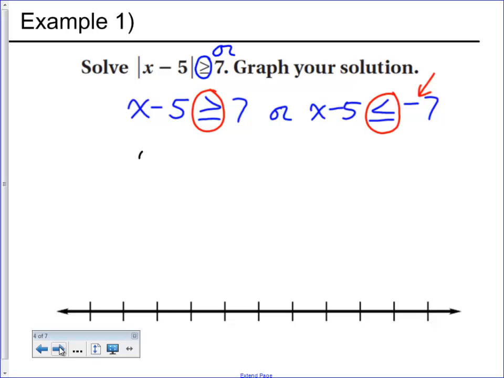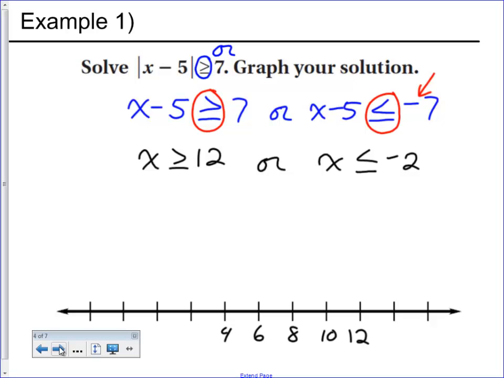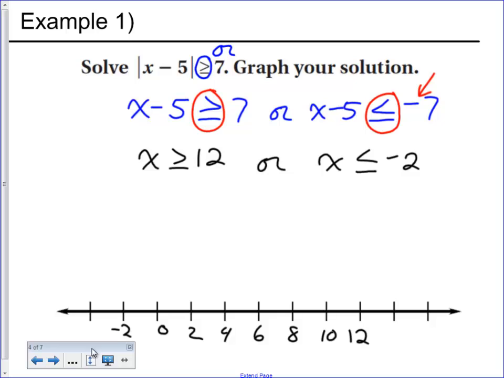Go ahead and continue solving. X is greater than or equal to 7 plus 5, which will give you 12. The other side here we have, don't forget the OR, x is less than or equal to negative 7 plus 5, which is negative 2. So I'm going to go ahead and put 12, 10, 8, 6, 4, 2, 0, negative 2. And we'll graph this one in blue.